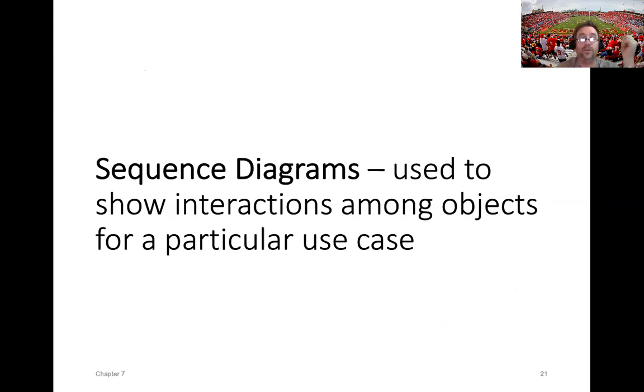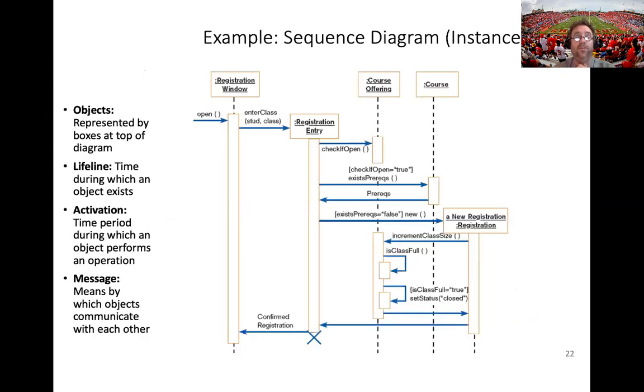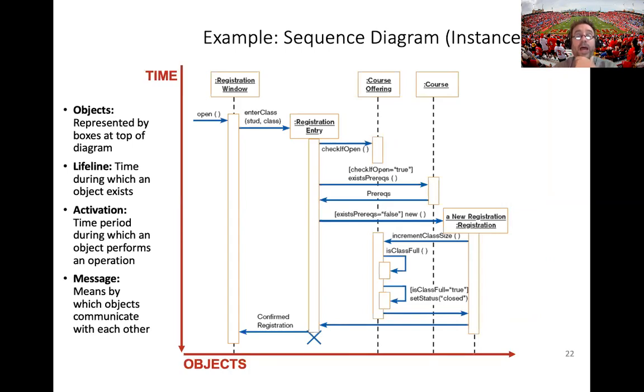Sequence diagrams are used to show interactions amongst objects for a particular use case. Just remember what we have here. From the top of the diagram to the bottom, the top is earlier in time. The bottom of the diagram is later in time. Objects are represented by the boxes at the top of the diagrams. These are objects, things that interact with other objects.